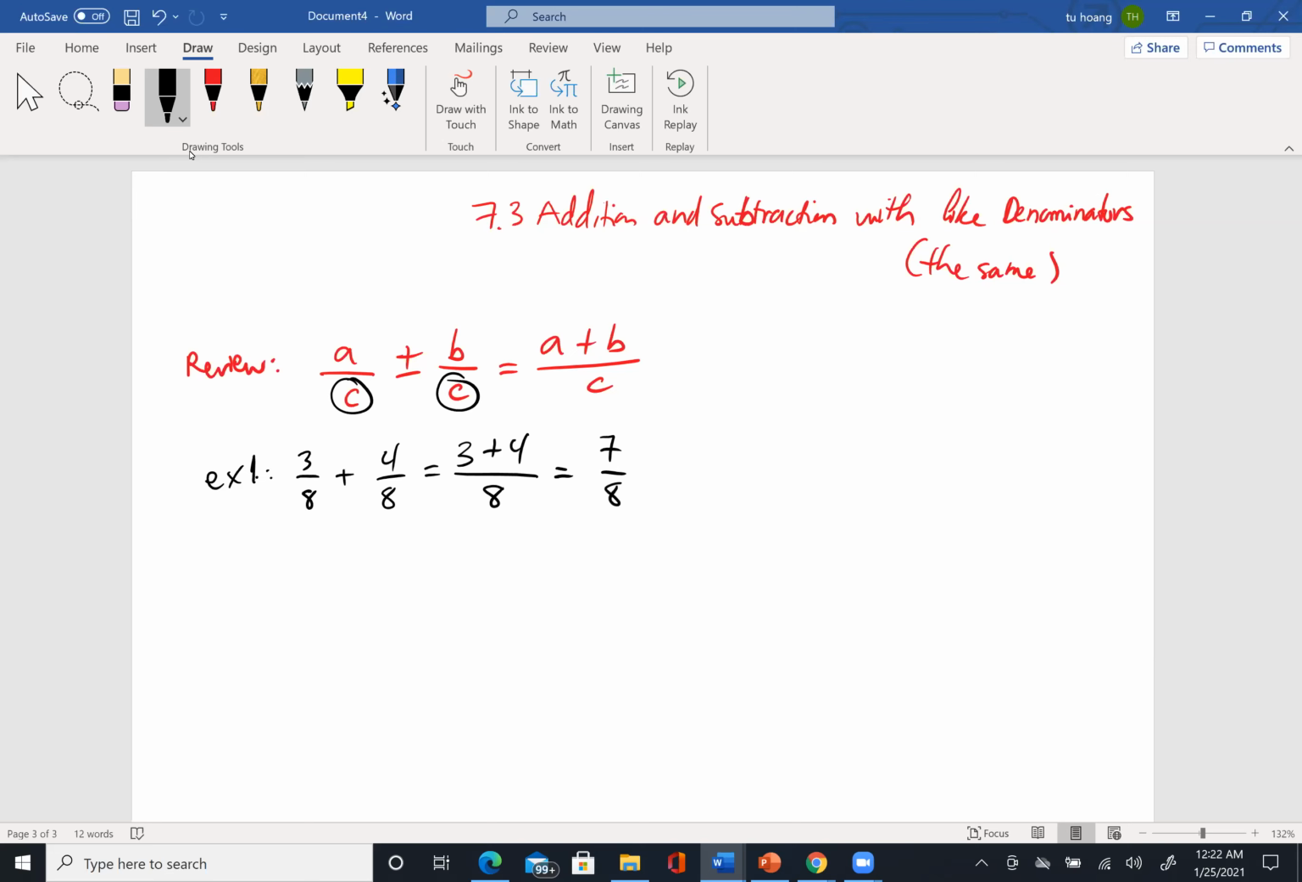What about 12 over 5 minus 7 over 5? So here's A, here's B. Then what are you going to have? You're going to have 12 minus 7 divided by 5. 12 minus 7 is going to be 5, right? Divided by 5, then if you simplify, 5 divided by 5 equals 1. So this is the answer, right? Okay.